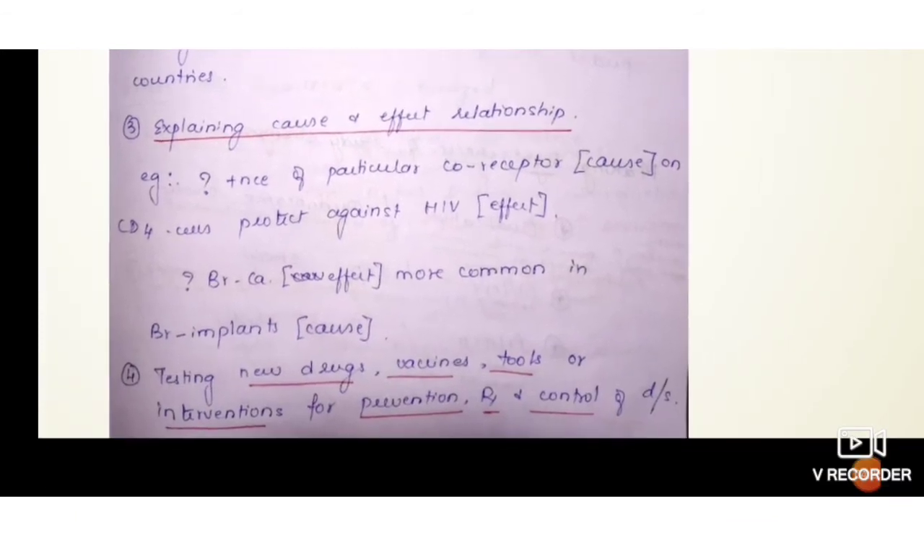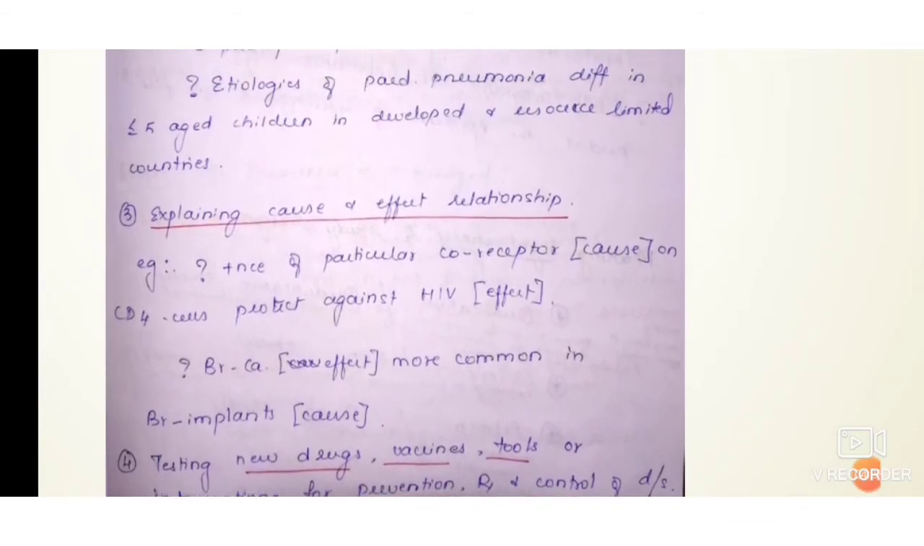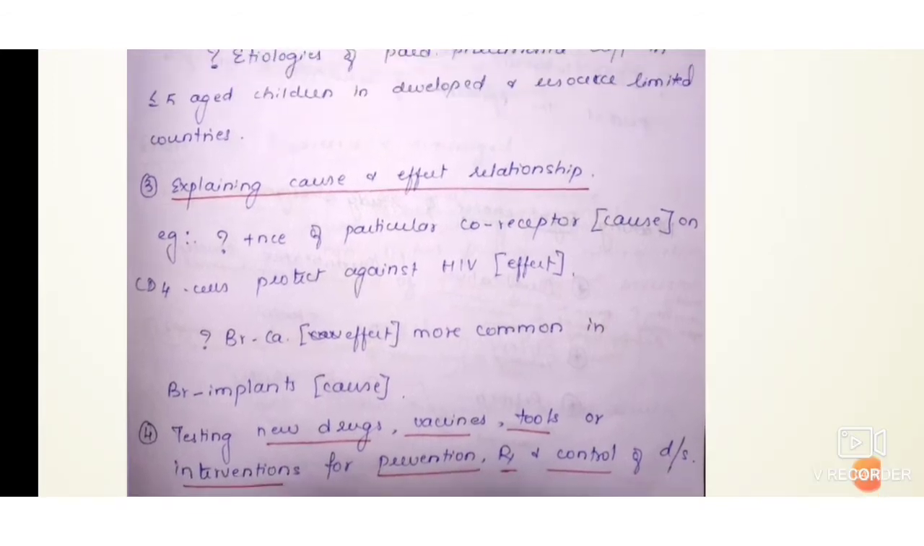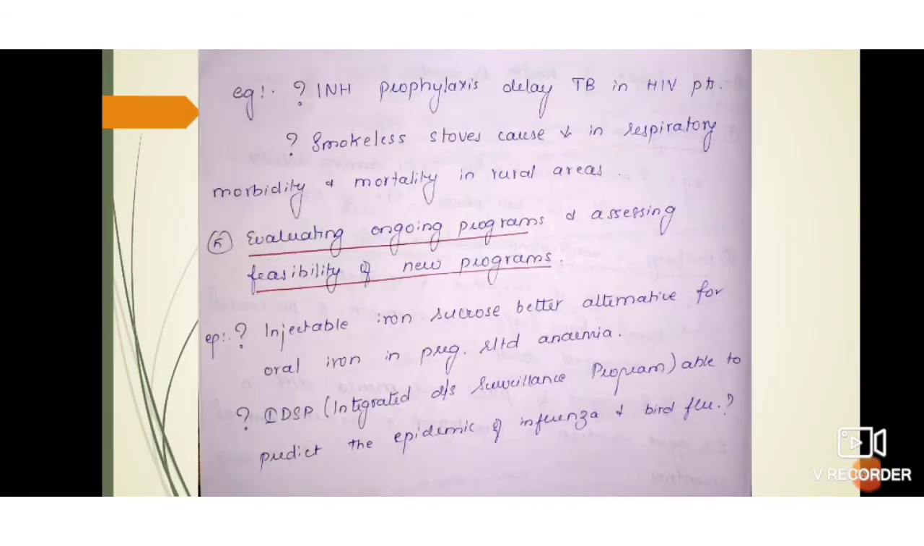And the next use is explaining the cause and effect relationship, for example, whether the presence of a specific co-receptor on CD4 cells protects against HIV. Another example being whether breast carcinoma is more common with breast implants. And then, it may be used for testing new drugs, vaccines, tools or interventions for preventive treatment and control of diseases.